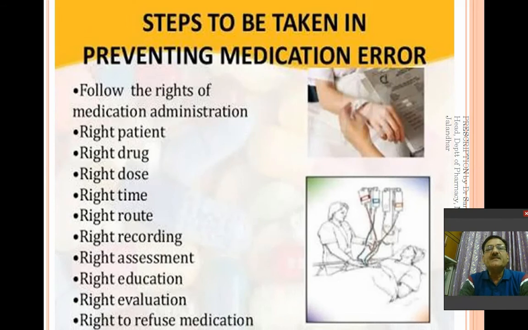Now, steps to be taken in preventing medication error. So we have to follow certain rights of medication administration, like right patient, right drug, right dose, at right time, with right route, right recording, right assessment, right education, right evaluation, and right to refuse medication. So we should take steps to prevent medication error.